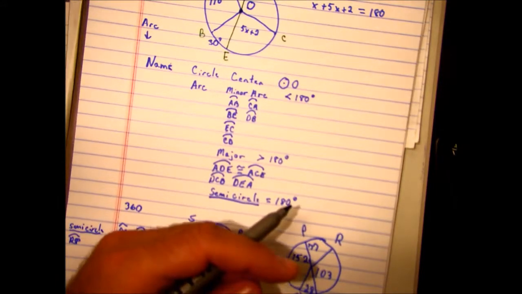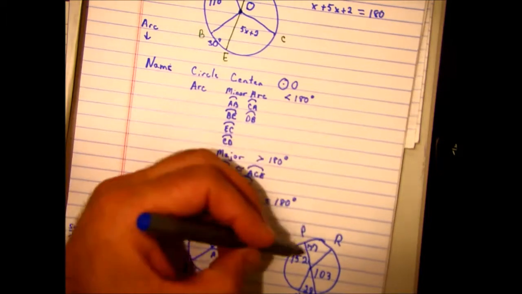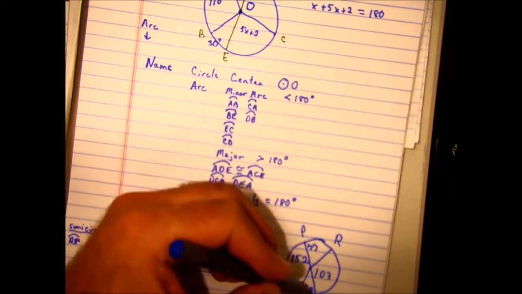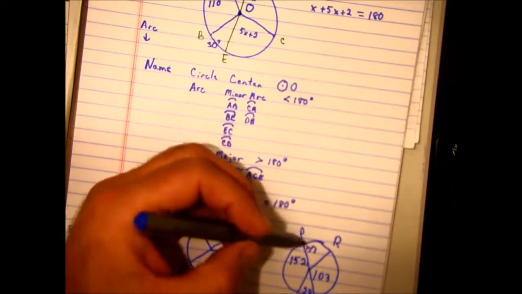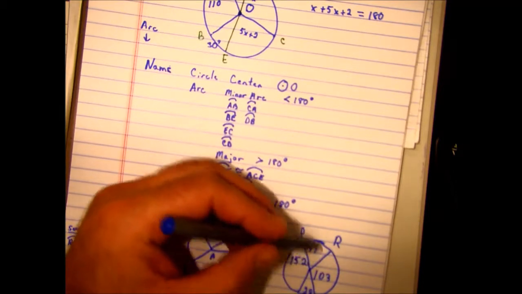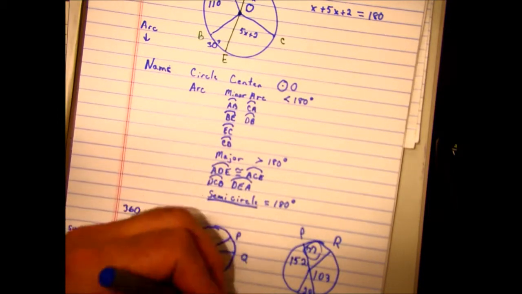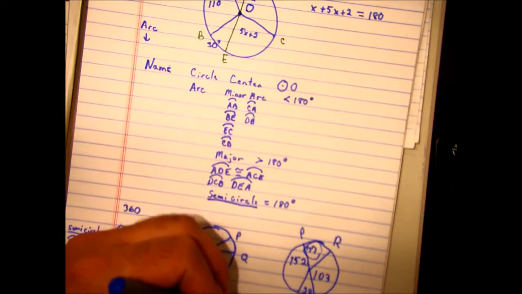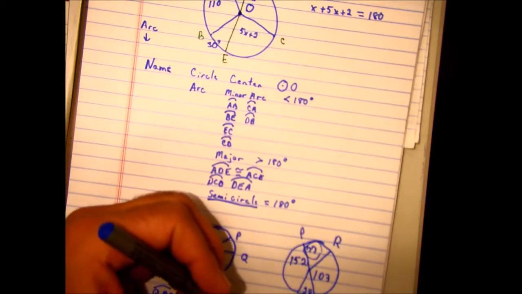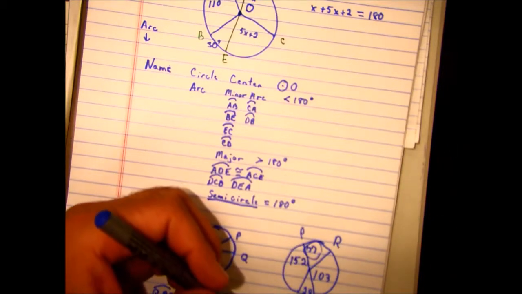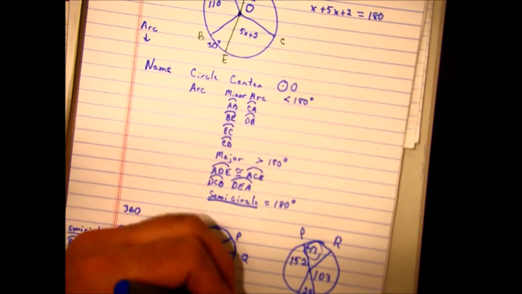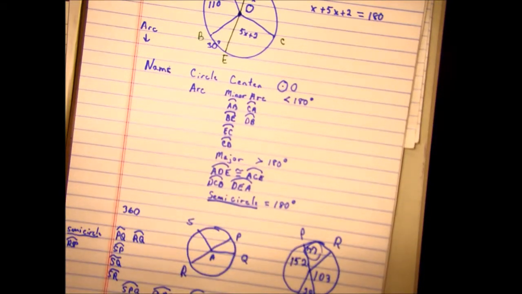And then last but not least is PQR, which goes this way, P to Q to R, and it's basically the entire circle except the 77. So you can do 360 minus 77, and you end up with 283. All right, good luck on the homework.